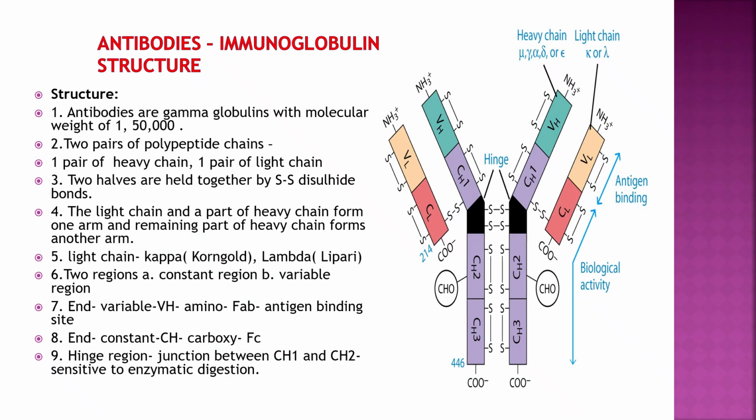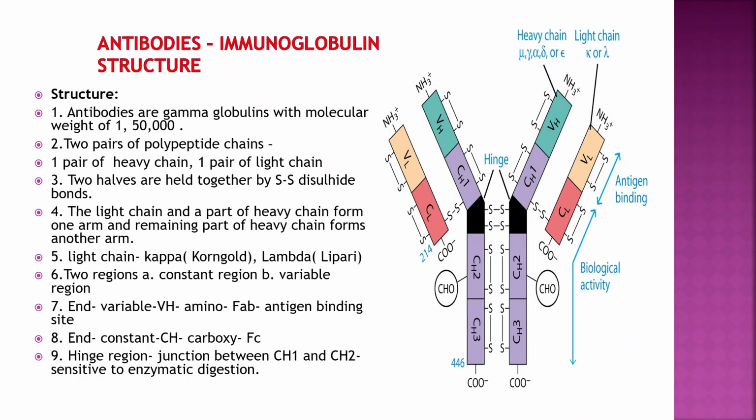The structure of antibodies. Antibodies are gamma globulins with a molecular weight of 150,000. Two pairs of polypeptide chains are there. One pair of heavy chain, one pair of light chain. Two halves are held together by disulfide bonds. The light chain and a part of heavy chain form one arm and the remaining part of heavy chain forms another arm. The light chain contains kappa or lambda.